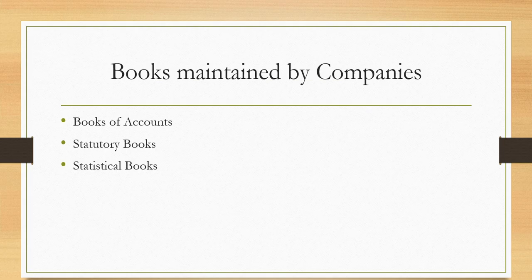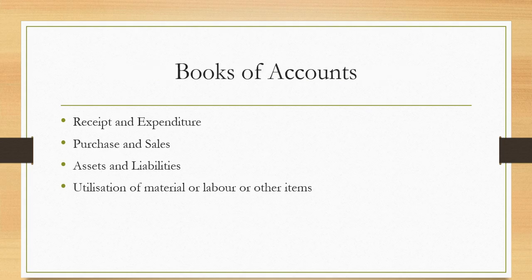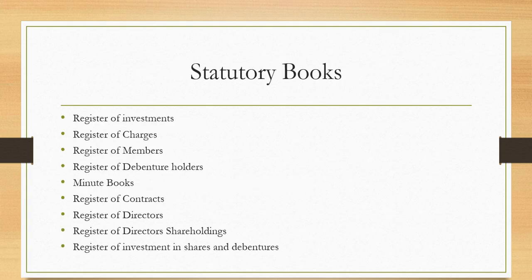Books maintained by companies are books of accounts, statutory books and statistical books. Books of accounts: receipts and expenditure book, purchase and sales book, assets and liabilities, and utilization of materials or labor or other items.